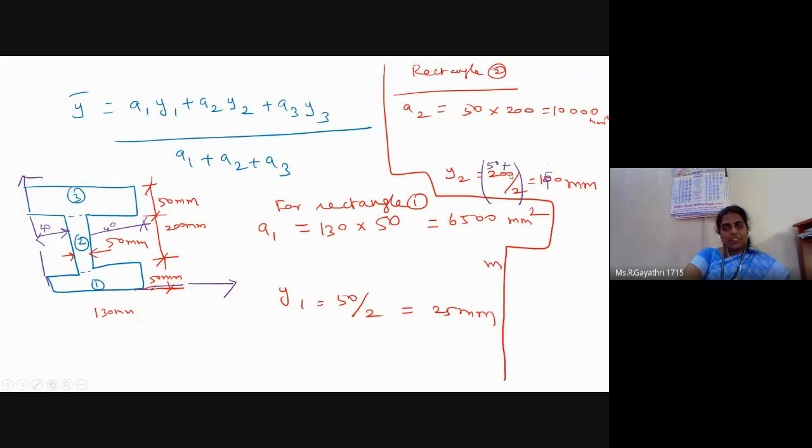Y2 is to be found from bottom axis. For this concerned section, height of this section 200 by 2, and we need to consider previous depth, 50 mm. From this bottom line only we are measuring. So y2 is equal to 150 mm. Y1 is equal to 25 mm.